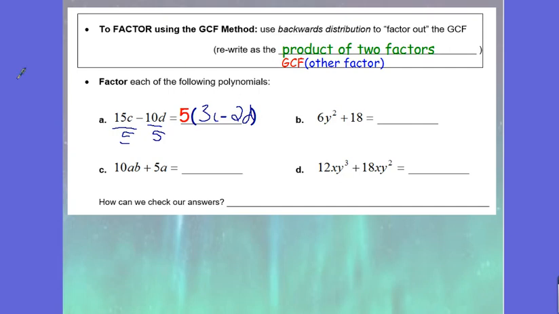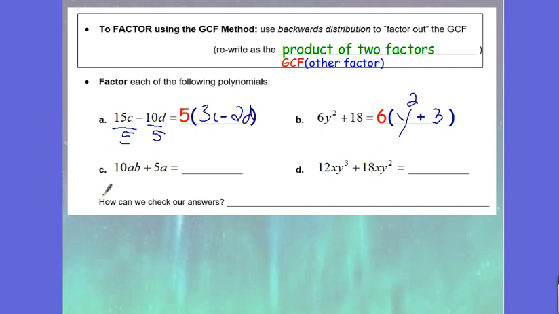Okay, let's take a look at part B. 6y squared and 18. They have a common GCF of 6. Now let's see what would have been left. If this 6 wasn't here yet, 6 must have multiplied with y squared, and then 6 multiplies with 3 to give us 18. So my binomial factor here would be y squared plus 3.